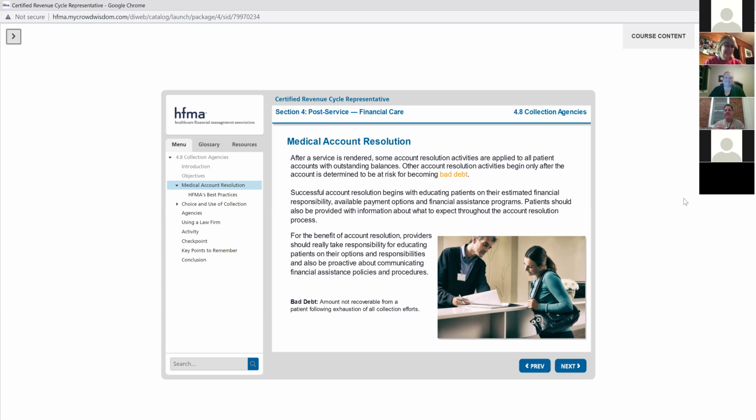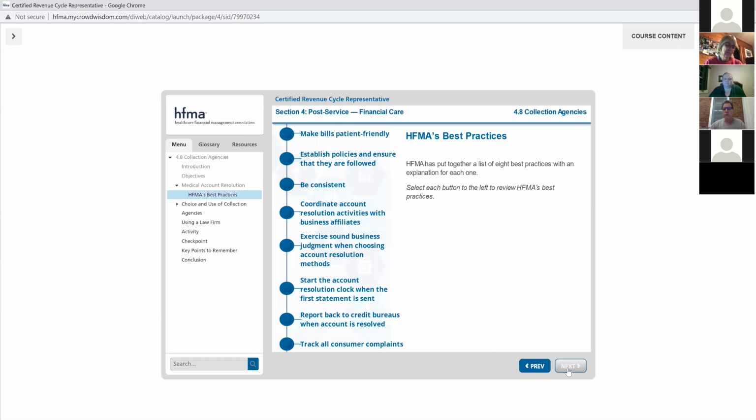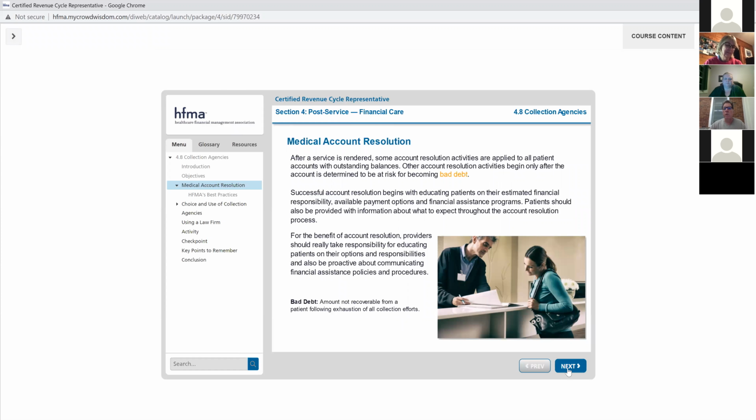Okay. So as it says here, there are other account resolution activities only after the account is determined to be at risk for bad debt. Okay, the benefit of account resolution providers should really take responsibility for educating patients on their options and responsibilities. Again, it goes back to communication of your financial assistance policy and your overall policies on the front end.